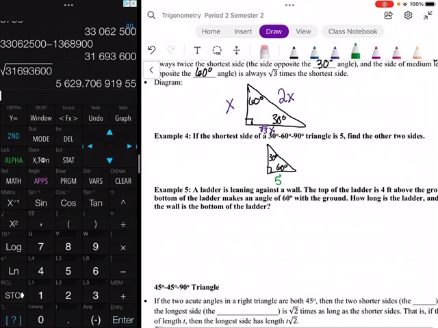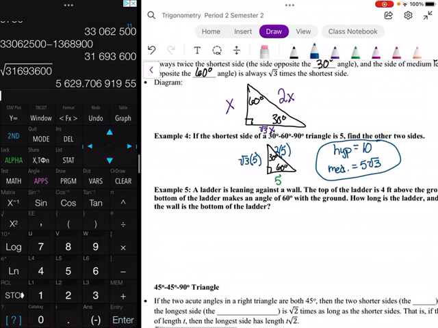So our hypotenuse is going to be 2 times 5. And then our medium side is going to be the square root of 3 times 5. So we know our hypotenuse is equal to 10, and our medium leg is equal to 5 square roots of 3. You do want to leave these as exact answers. You aren't going to want to use your calculator, so make sure you leave them as 5 square root of 3.